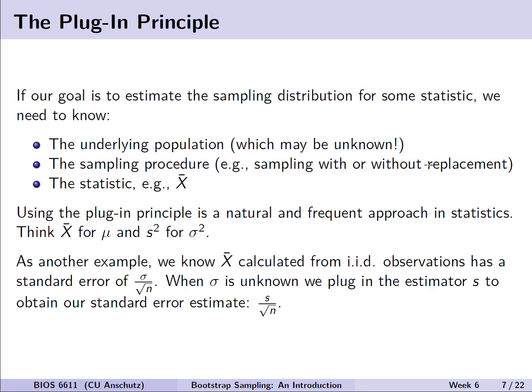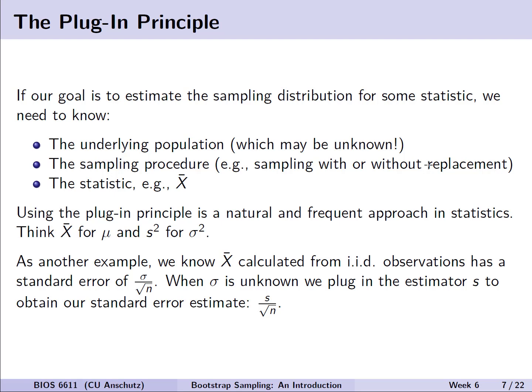For example, we have the plug-in principle. If our goal is to estimate the sampling distribution for some statistic, we generally have had to know previously what the underlying population and its distribution were. And again, that could be unknown, and a lot of times it is. We also need to know the sampling procedure. For example, did we sample randomly and with or without replacement from a population? As well as the statistic we're trying to estimate. Is it the sample mean X bar, maybe the variance, or something crazier like the ratio of sample means for two groups?